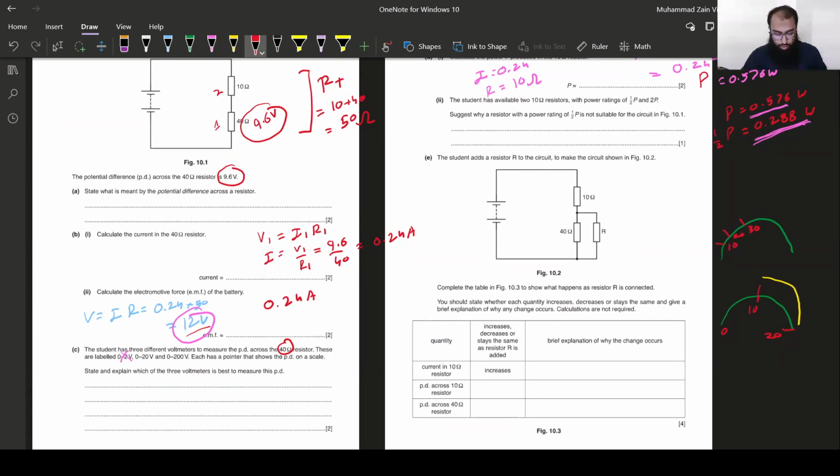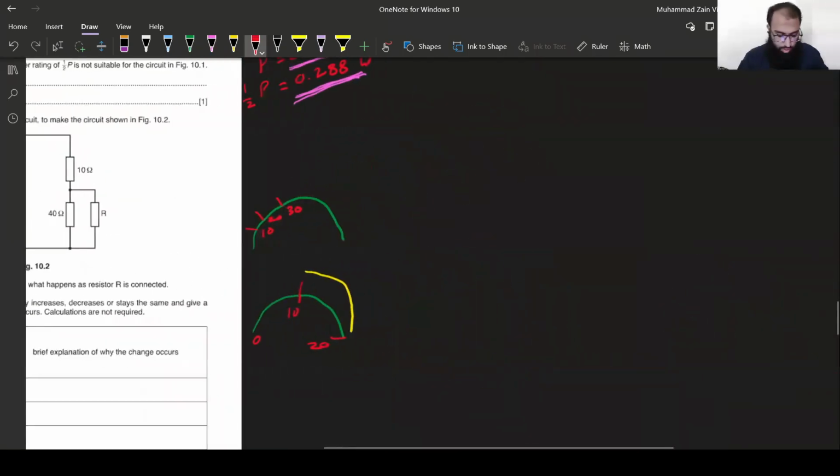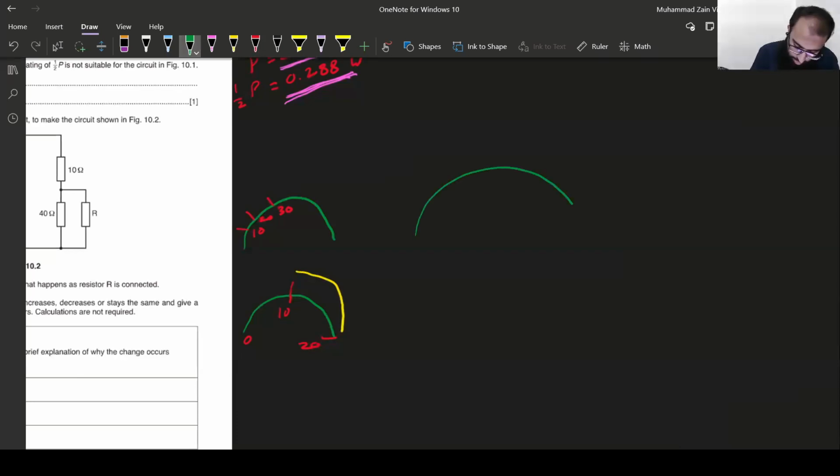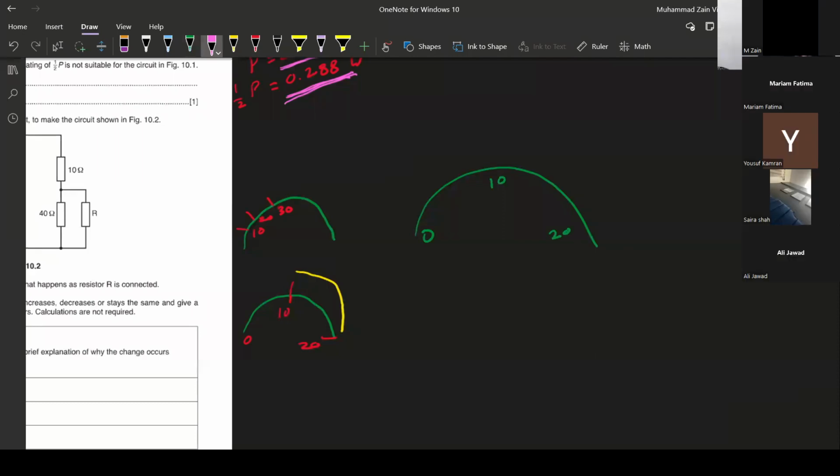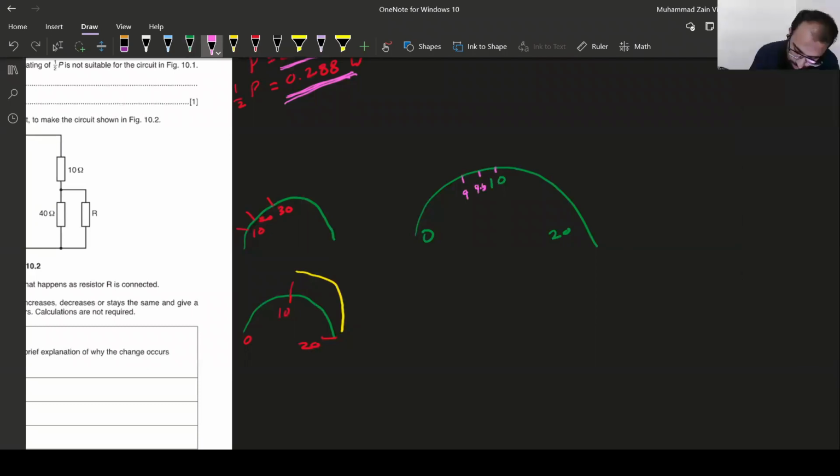So if I use the 0 to 200 volt voltmeter, the accuracy or the precision of that component would have been very less. Because if I talk about the scales, if it's a 0 till 20 volt scale, the values would be very much spaced apart, and I could easily tell this is 9 and this would be 10, and I could also locate the value of 9.5.